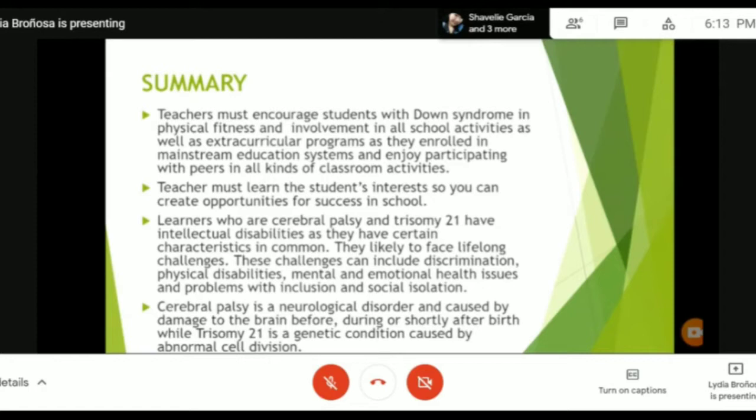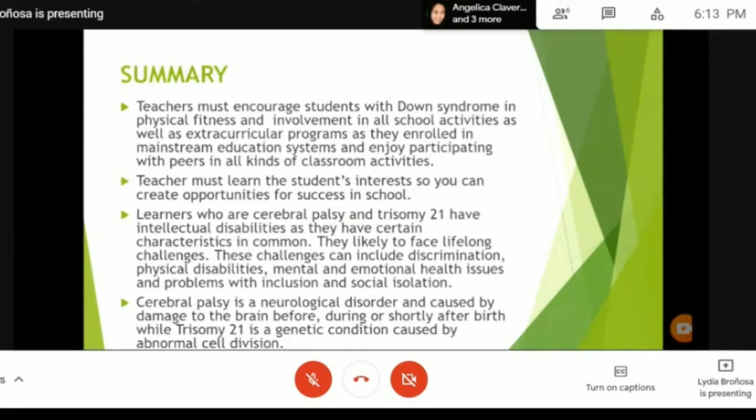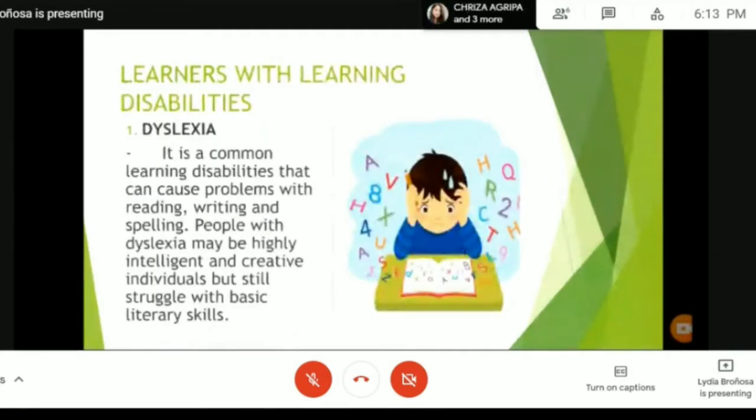What are they? Number one is dyslexia. What is dyslexia? It is a common learning disability that can cause problems with reading, writing, and spelling. People with dyslexia may be highly intelligent and creative individuals, but still struggle with basic literacy skills.